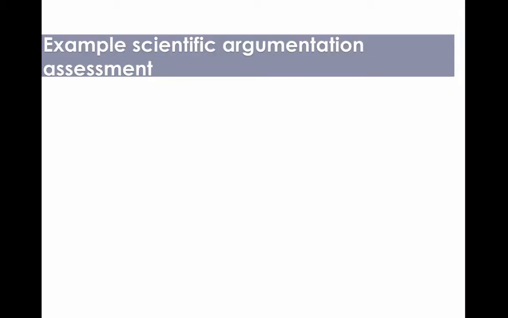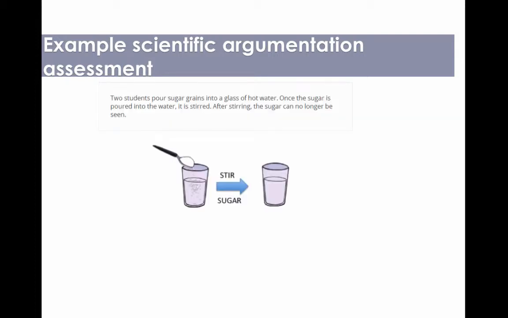This is an example of the beginning of a scientific argumentation assessment. Two students pour sugar grains into a glass of hot water. Once the sugar is poured into the water, it is stirred. After stirring, the sugar can no longer be seen.